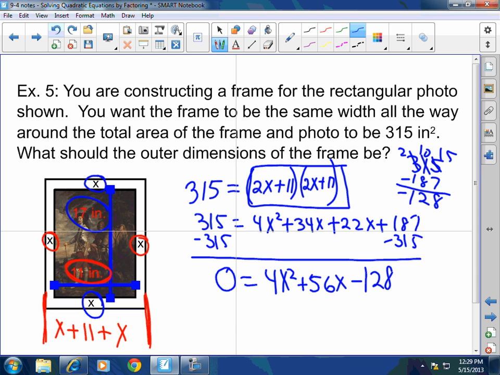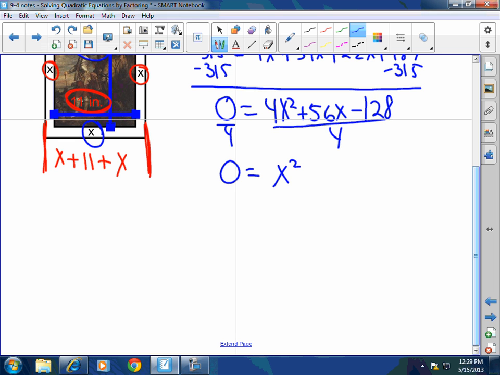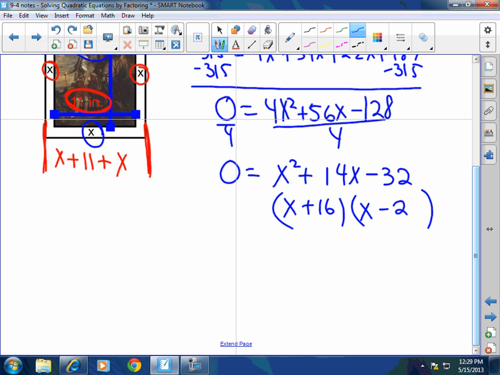Okay, does that make sense so far? You with me? Are you sure you're with me? What can I do to make this easier? Factor out a 4, right? Or divide 4 to both sides. When I divide 4 to both sides, I'm going to get x squared plus 14x minus 32. What times what is negative 32, but when added together is 14? Positive 16 and negative 2. So x is going to equal negative 16 or 2.